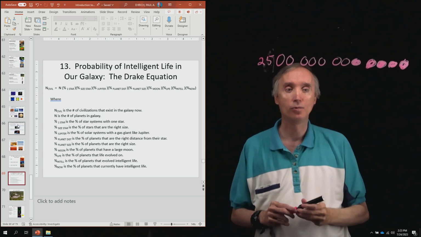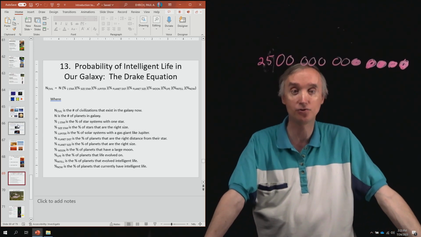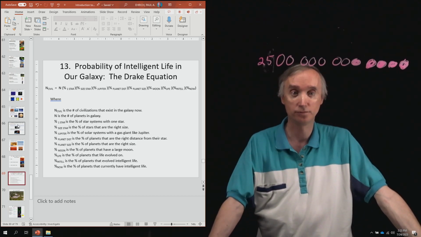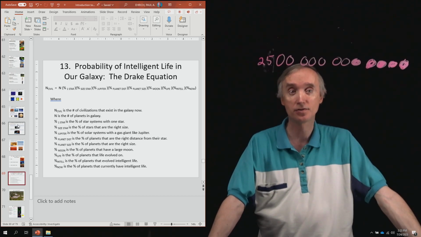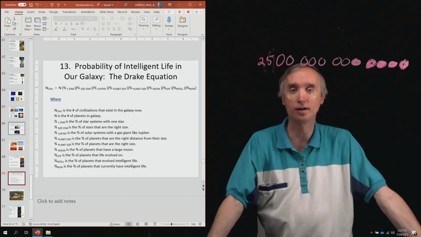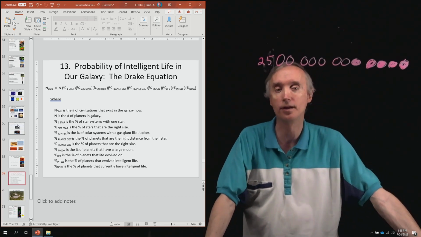Okay, and then what's the odds that our solar system has a planet like Jupiter that's going to help to act like a shield? Well, that's pretty high. So I'm not even going to do anything. I'm going to say most solar systems are going to have a gas giant, so I won't even bother to take off a 0 or anything on that.